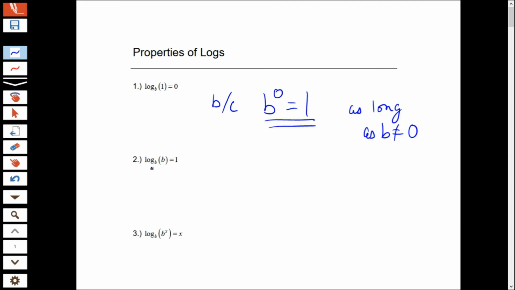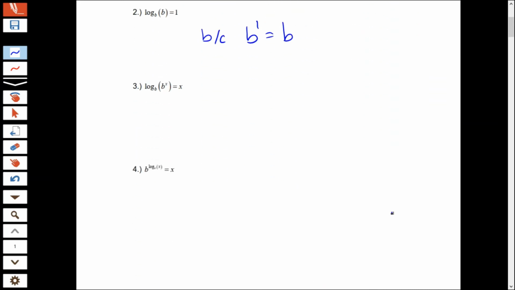For number 2, log base b of b is equal to 1. That, of course, is because b to the first power is just equal to b, right? Now, properties 3 and 4 are kind of important. You're going to be using them in the first web work a bunch, and this basically just says that log base b and b to the x are inverses, and they end up canceling out with each other, right? Anytime you compose inverses, they will cancel, like this.